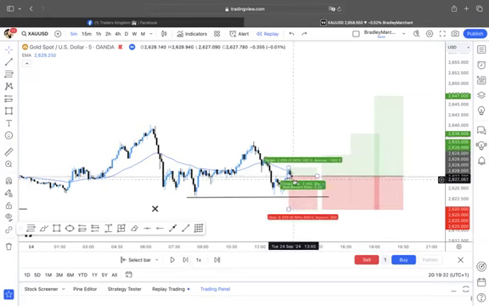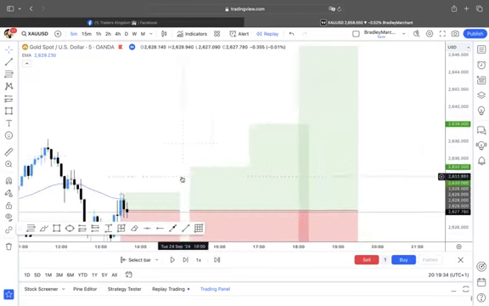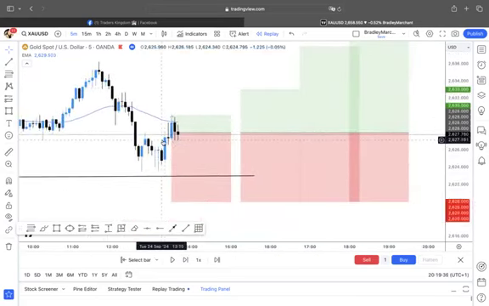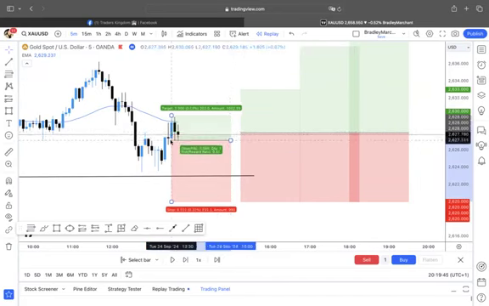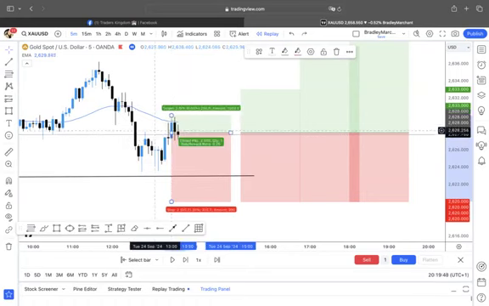You could have entered at 27. You could have got a better entry. Okay. You could have got an extra 10 pips out of that move to push up. So then that becomes a 30. You could have got that there. So then that becomes a 30 pip take profit instead of 10 pips, right?